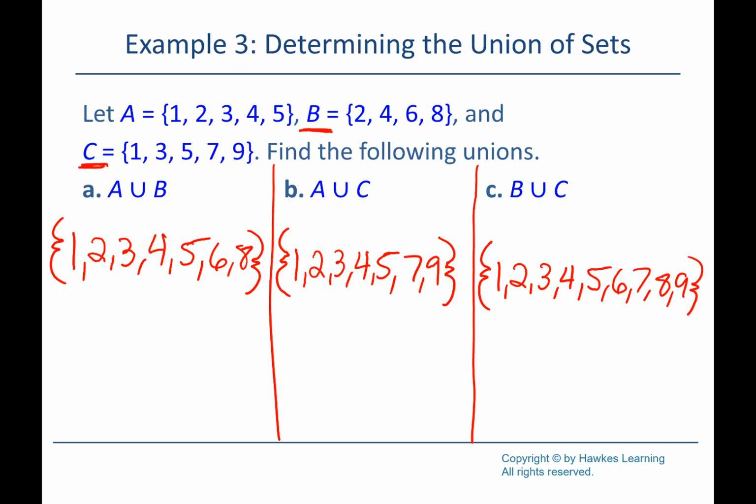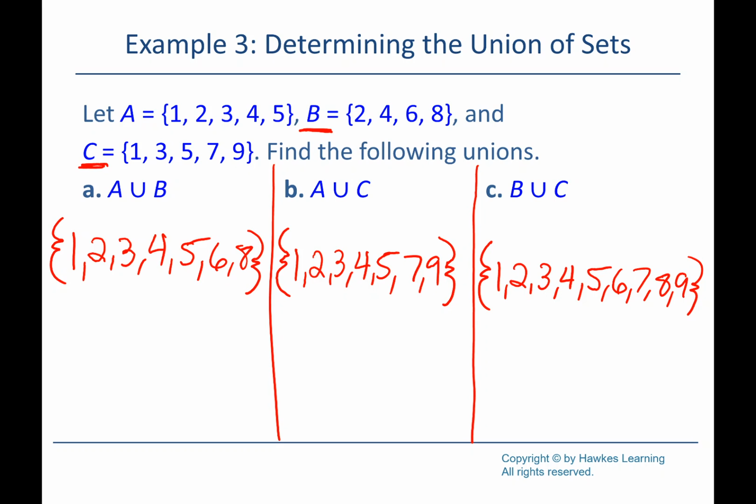Any questions on finding the union? Again, these are not difficult. The part that can trip you up if you're not careful is getting the two mixed up and forgetting which one's which. Remember, union means you're putting them together, and intersection is where they overlap.